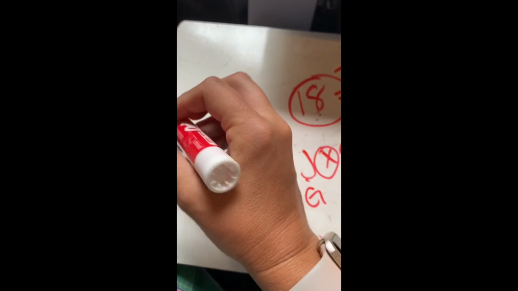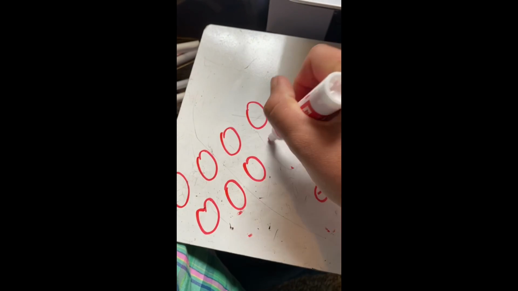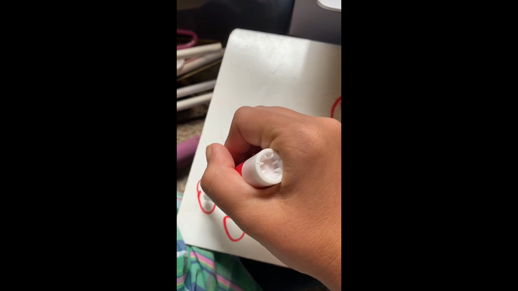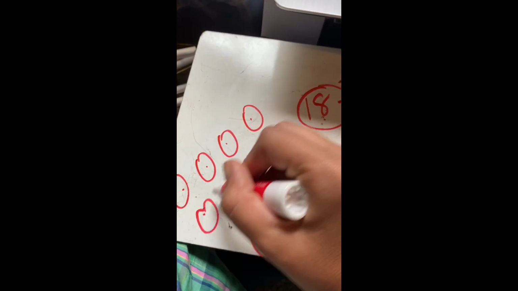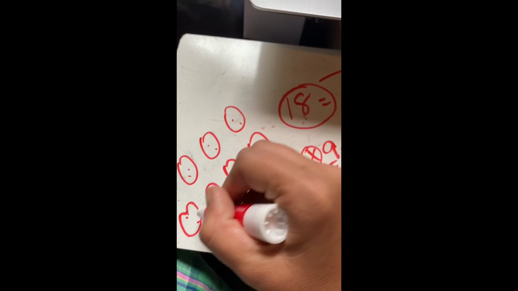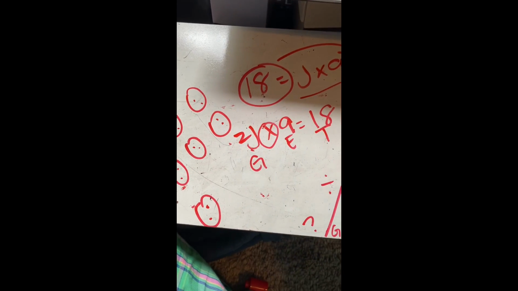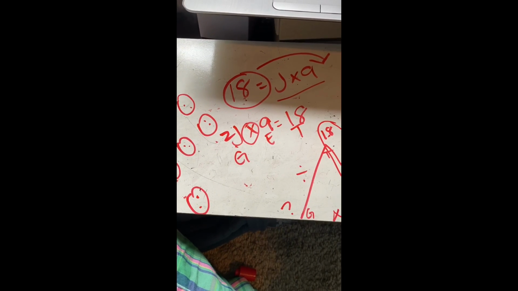18 split up into 9 groups. 1, 2, 3, 4, 5, 6, 7, 8, 9. 1, 2, 3, 4, 5, 6, 7, 8, 9, 10, 11, 12, 13, 14, 15, 16, 17, 18. How many were in each group? 2. So 2 times 9 equals 18.